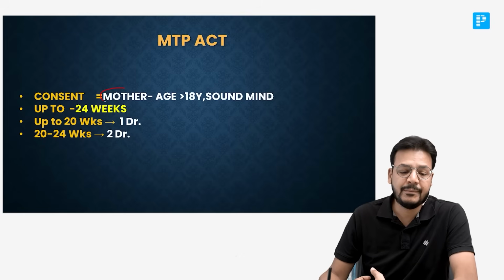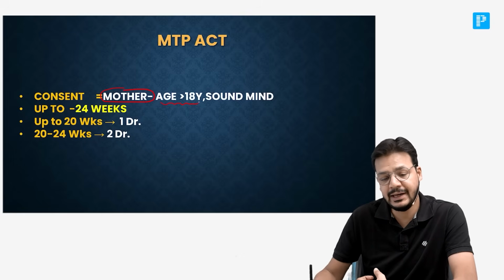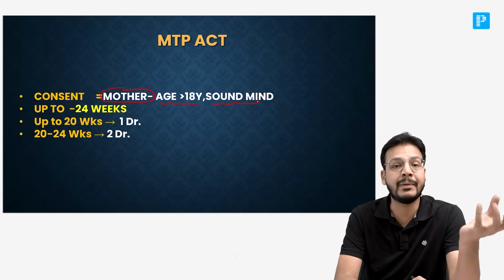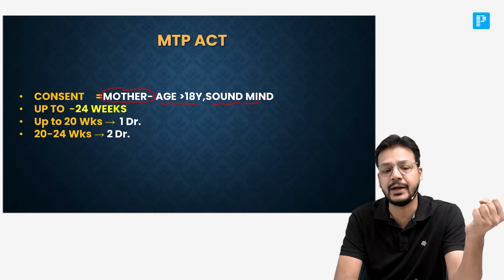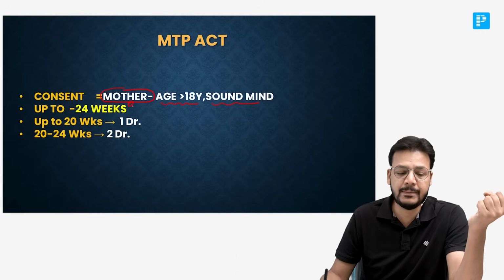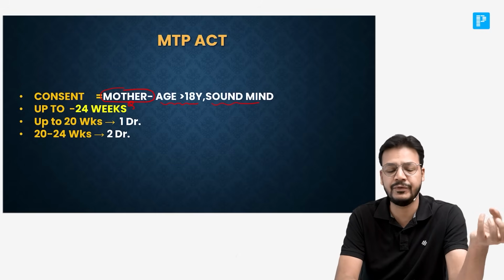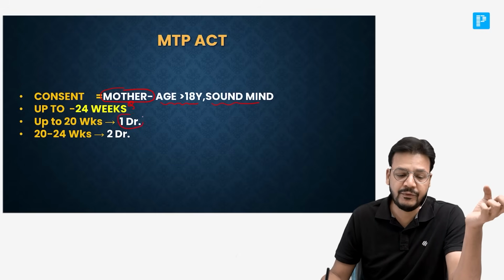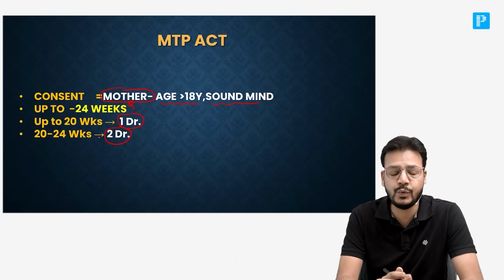So consent for MTP is required from the mother, but age of the mother should be more than 18 and mother should be having sound mind. If the age of mother is below 18 or having unsound mind, the consent from legal guardian is required. MTP is generally preferable up to 24 weeks. Yes, in rape cases up to 24 weeks. Up to 20 weeks we require one doctor, and 20 to 24 weeks for MTP we require two doctors.